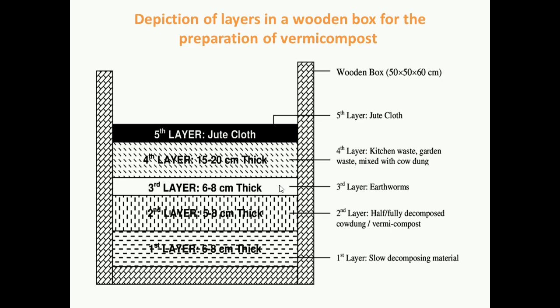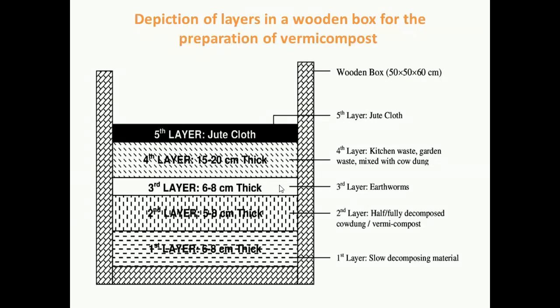We are observing the description of layers in a wooden box for the preparation of vermicompost. Here we are observing the outer layer is nothing but the wooden box. The bottom first layer is slow decomposing material, with a thickness of 6 to 8 centimeters. The second layer thickness is 5 to 8 centimeters, of half or fully decomposed cow dung or vermicompost.